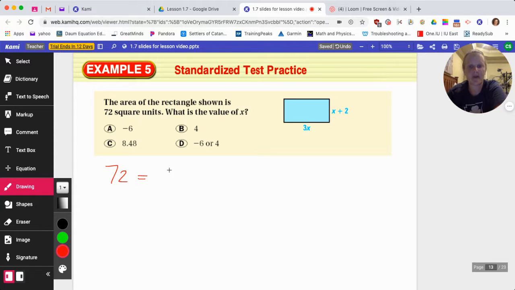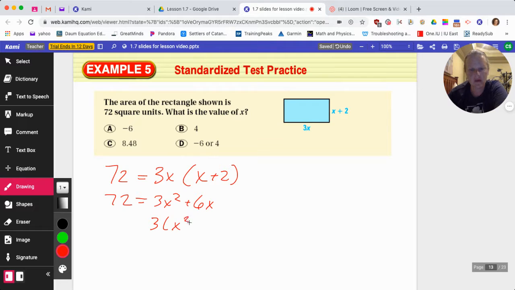So area is always length times width, so 3x times x plus 2. I'm going ahead and distribute that. 3x squared plus 6x equals 72. I think I can divide everything by 3. So if I factor that out and then divide both sides by 3, 3 goes into 72 twice. There's 1 left over. 24 equals, those are canceled, x squared plus 2x.